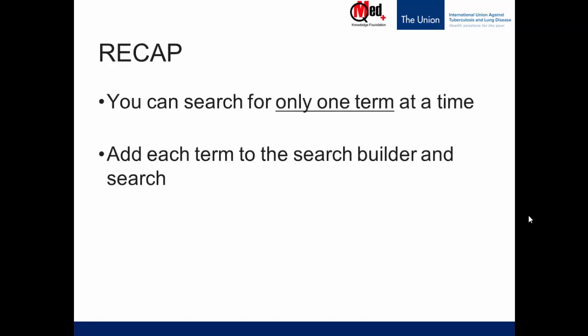If we are searching, we must remember we search for only one term at a time in the MeSH database. If I want to do a search about asthma and bronchitis, I can't type asthma and bronchitis or asthma or bronchitis in the MeSH search box. I first type asthma, add it to the search builder, then type in the second term, add it to the search builder, choose my Boolean operator and search PubMed.